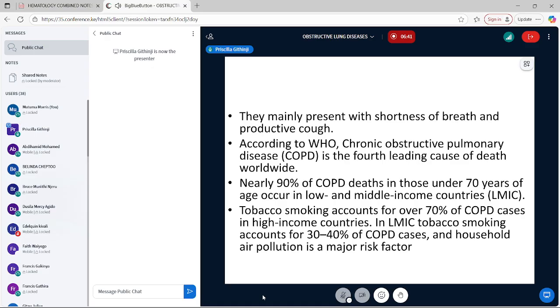The only difference between developed countries and low and middle income countries is that tobacco smoking usually accounts for 70% of the COPD in high income countries. But for low middle income countries like Kenya, tobacco smoking only contributes to about 30 to 40% of COPD, and the majority of it will be caused by household air pollution. What do we mean? Because of poverty, people cook with firewood, people cook with charcoal, and burning these substances produces chemicals that will have the same effect as tobacco. So in our setup, because of that, we have many people suffering from COPD.